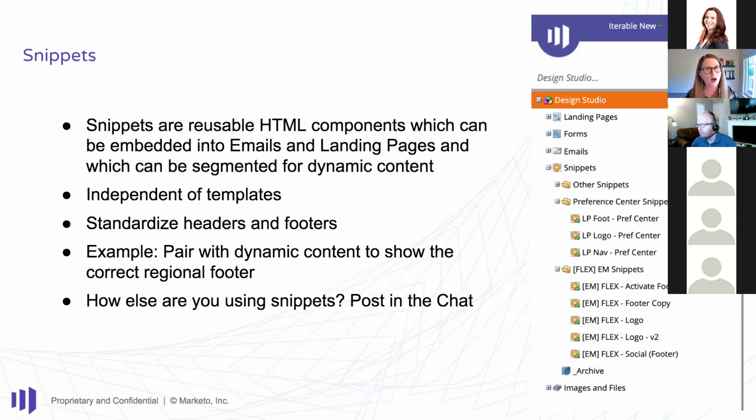And an example of using snippets with dynamic content is, for example, if your company operates globally and you want a local or regional footer to show to the recipient based on their location, you can have your footers and snippets have dynamic content in the footer section of the email, and it will just populate for you.